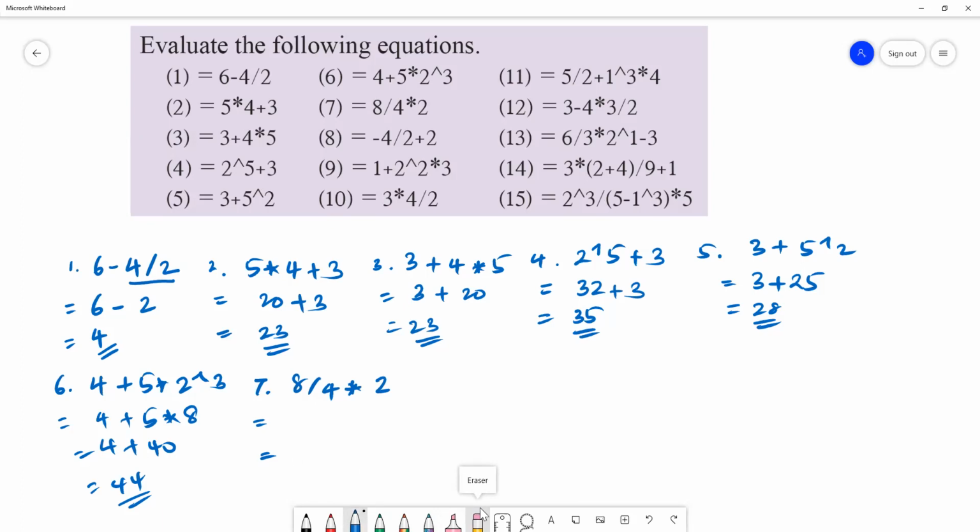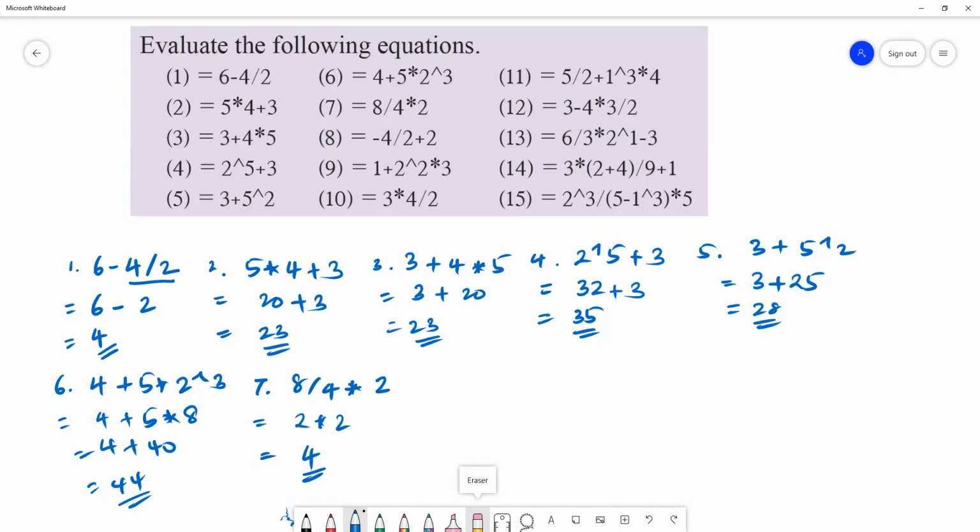So we have to first perform the division, right? So if I perform the division, what will happen? 8 divided by 4, that is 2. You are correct, right? So that should be 4. Remember, division and multiplication, I told you. So first you go from left to right. So it's a good one, actually, right?